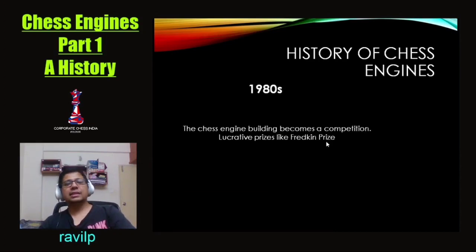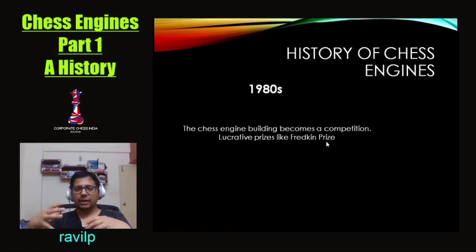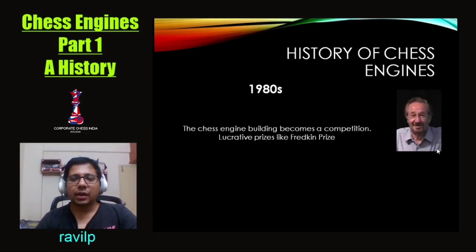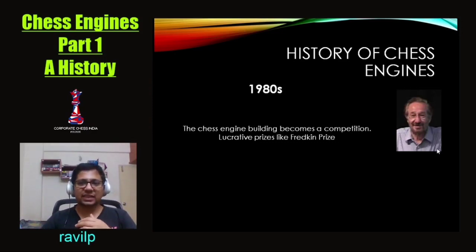The 1980s was when chess engine building became a big competition. There were many lucrative prizes given out to good chess engines. The most famous one of these is called the Fredkin Prize. The Fredkin Prize was named after Edward Fredkin. It was given out by Carnegie Mellon University in the US. It was basically to incentivize the building of better chess engines.